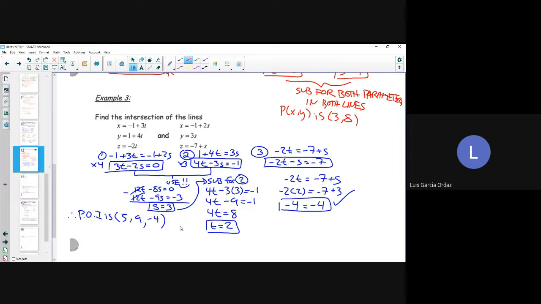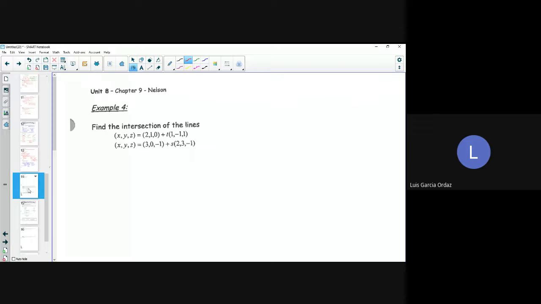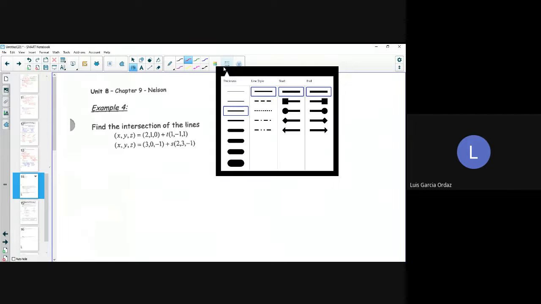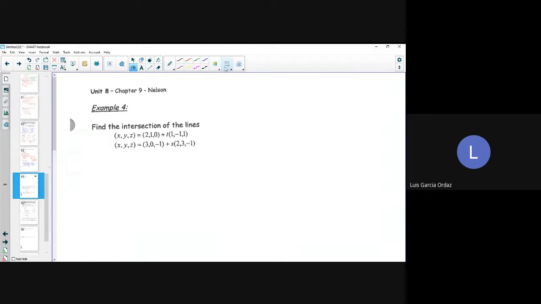And now we're going to finish off this lesson by doing one more example. So we have, find the intersection of the lines (2, 1, 0) plus T(1, negative 1, 1), and (3, 0, negative 1) plus S(2, 3, negative 1). So again, same thing. Set our x's equal to each other. So you get 2 plus T is equal to 3 plus 2S. T minus 2S is equal to negative 1.